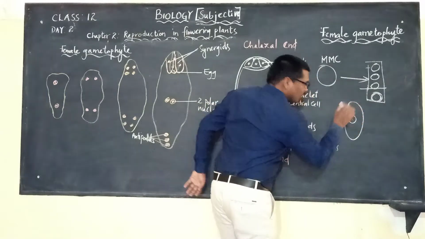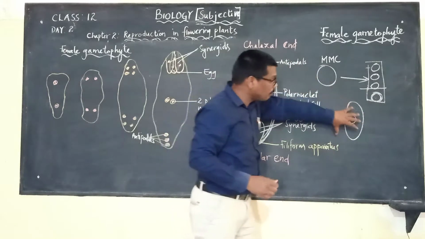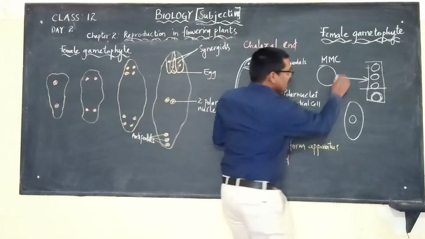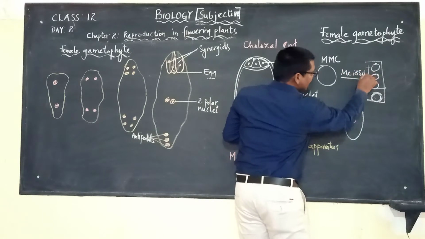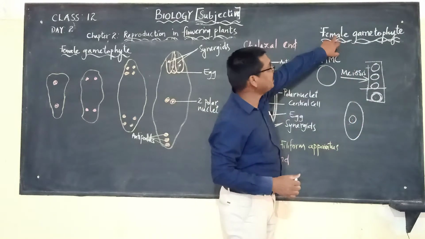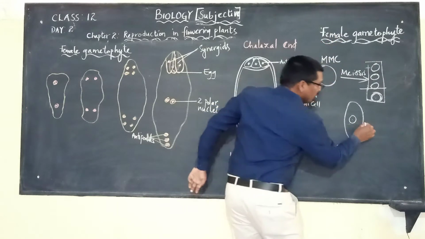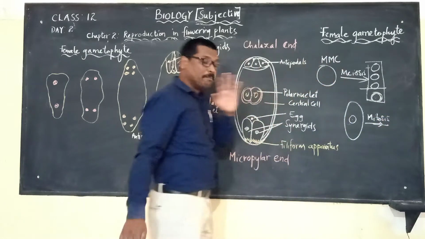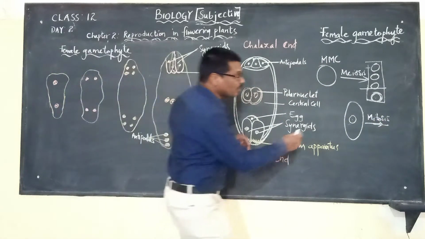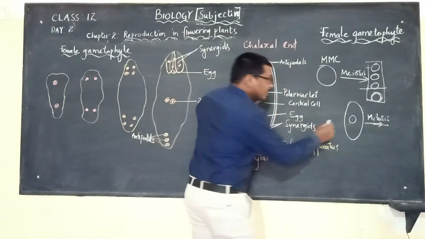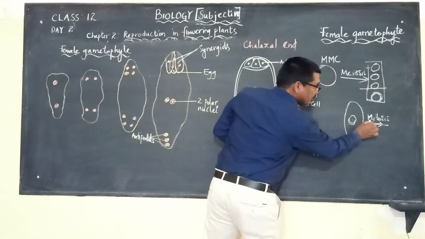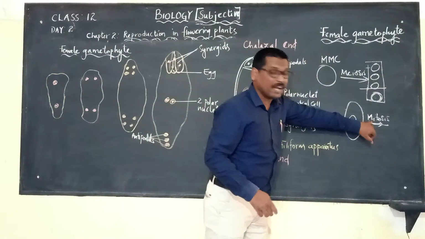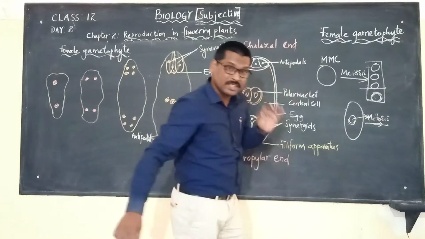This megaspore has its nucleus, and it will be undergoing mitotic division. Please remember, here it is meiosis, and here this megaspore, which will be growing and developing into the female gametophyte, will be undergoing mitotic division, mitosis. First, let us make it very clear: the nucleus inside this megaspore will be undergoing mitosis.